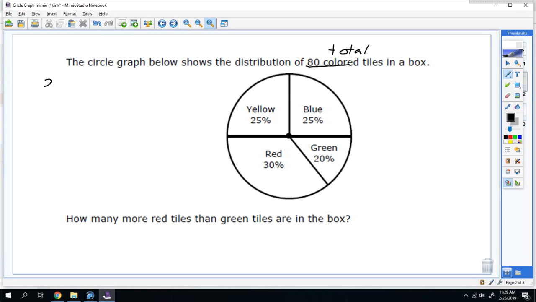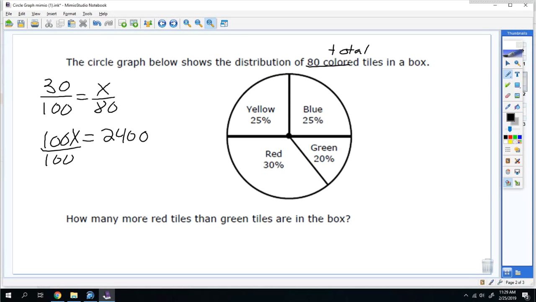Okay, so red would be 30% over 100%, which is equal to x over 80. So you cross multiply, you get 100x. 30 times 80 is 2,400. And you divide 100 to both sides. You cross this off, and you get x equals 24. So it means 24 reds.